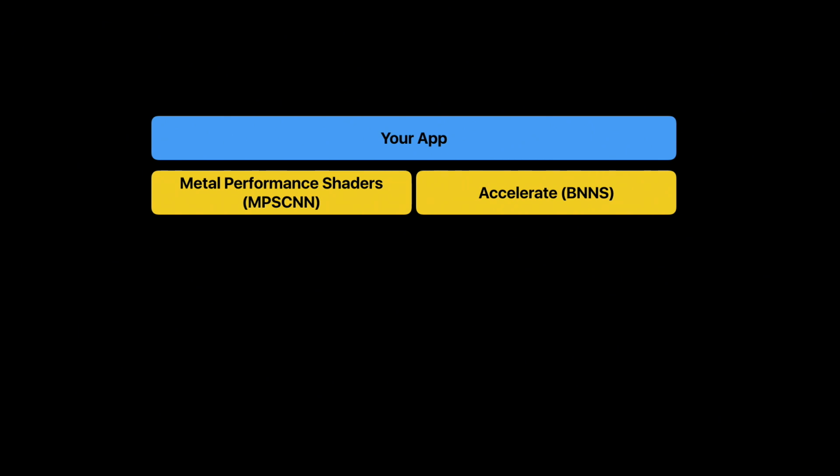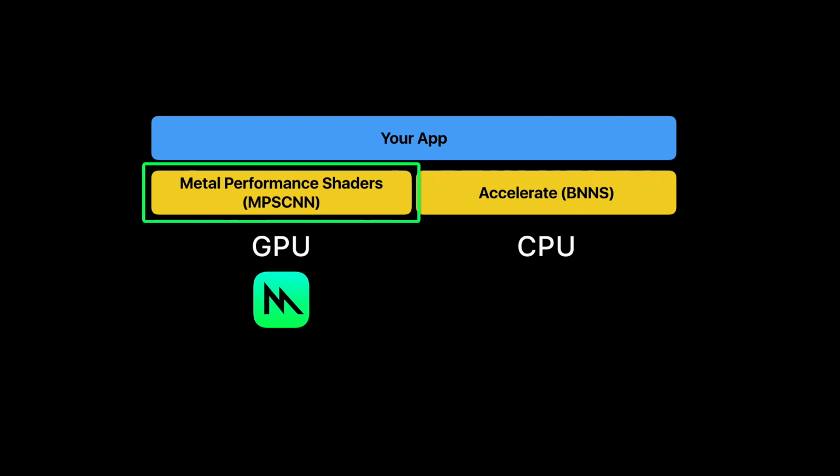MPS-CNN works on GPU with Metal, and BNNS works on CPU. When the network is small, BNNS might be better, but in many cases, GPU is better for neural network calculations. So let's start with MPS-CNN.